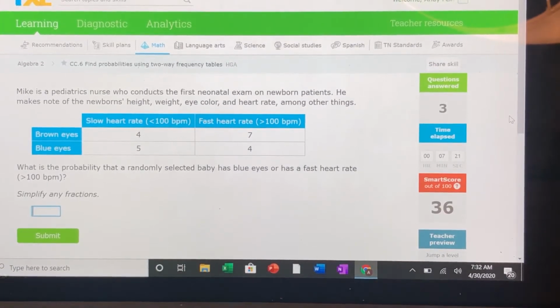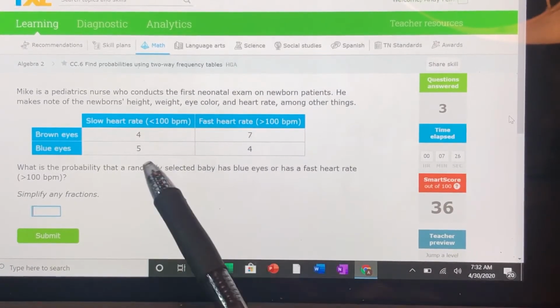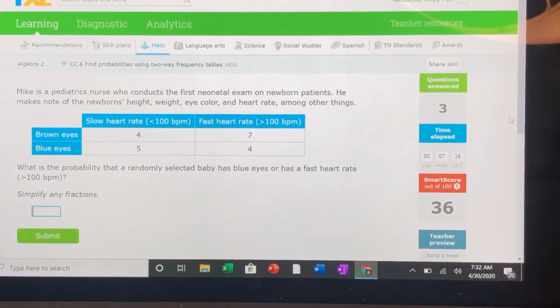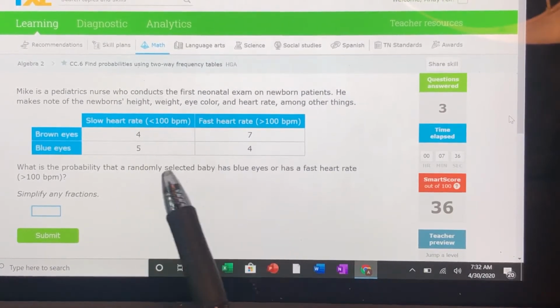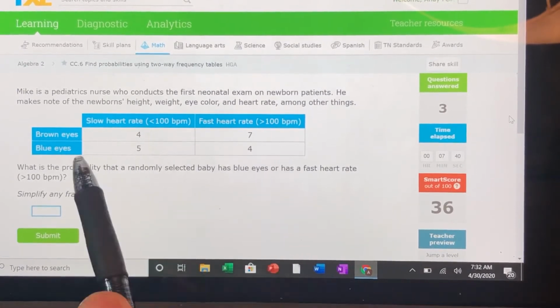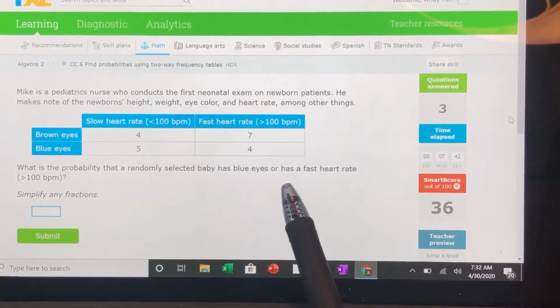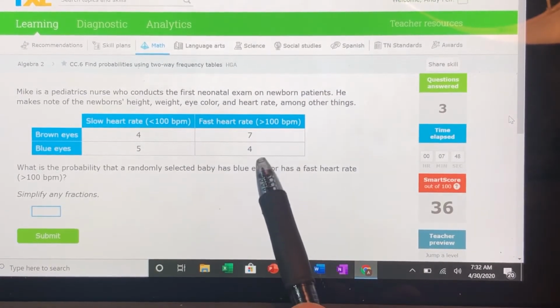Or means it can be both, or one or the other. So let's see here. First of all, let's count up the sample space. 4 and 7 and 5 and 4, what do those add up to? I think they add up to 20 again, so that makes it easy. What's the probability that a randomly selected baby has blue eyes? Well, how many have blue eyes? There's 5 and 4 that have blue eyes, so far 9. Or has a fast heart rate. Fast heart rate is in this category, so that means 7 and 4.